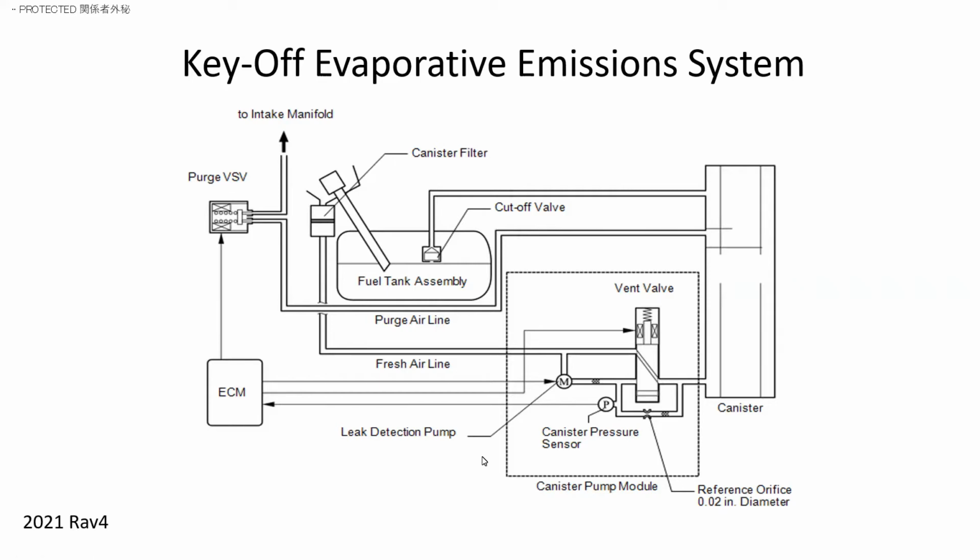The Toyota Key-off Evaporative Emission System. In this two-part video series, we're going to take a look at what the system is for, how it works, and how we monitor or test the system.